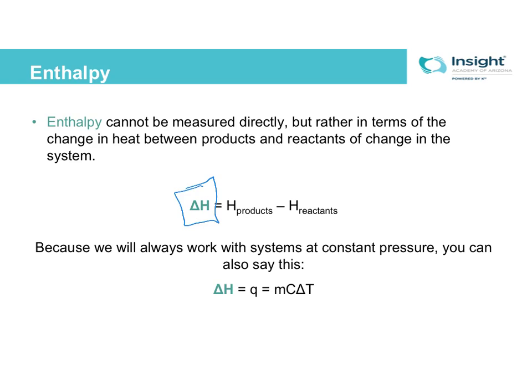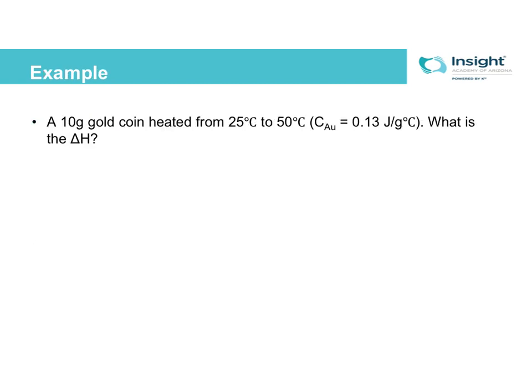All right, this is where the fact that we are always going to deal with constant pressure comes in handy. Because we are not going to allow pressure to change, we can also say that delta H is equal to Q. All right, so we can also use that delta H equals mc delta T equation. That's going to make some of the calculations familiar and simple.